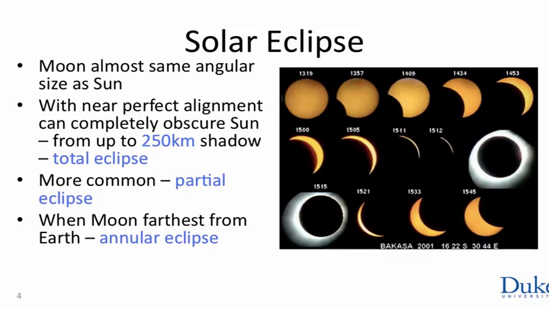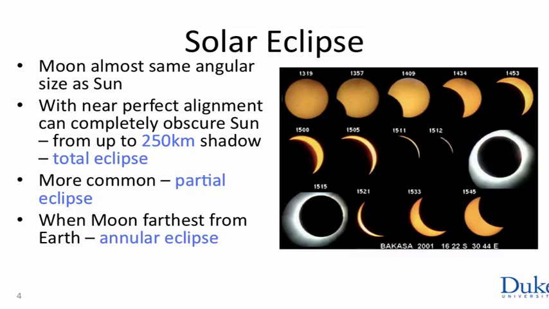But this requires perfect alignment, so perfect that in fact it will only obtain for a small region on Earth. If you move a little bit away from that region on Earth, then the alignment is no longer perfect. The alignment is only perfect at one point on Earth, and when I say one point, I mean a region on Earth whose size is up to about 250 kilometers. That's a very small part of a planet with a radius of 6,400 kilometers. And in that region, where the moon's shadow completely obscures the sun, you get what is called a total eclipse.